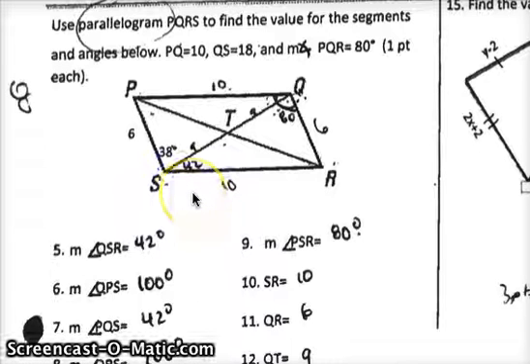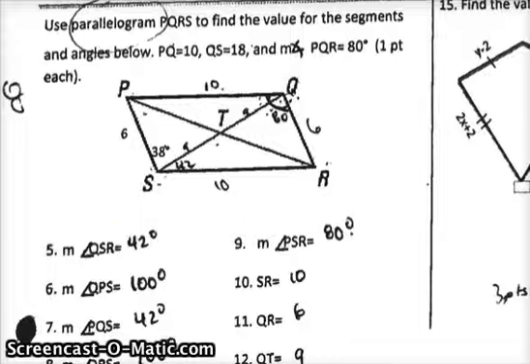Questions numbers 8 to 12. Use the parallelogram. So now if you're using your maps, you should know all the properties of a parallelogram. It says PQRS. To find the values of the segments and the angles, it tells me PQ is 10. So write it on your picture if it's not there. QS, which is a diagonal, is 18. And the reason why I wrote 9 and 9 there is because I know that diagonals bisect, or cut in half. And the measure of angle PQR is 80 degrees. So this whole angle there is 80 degrees.